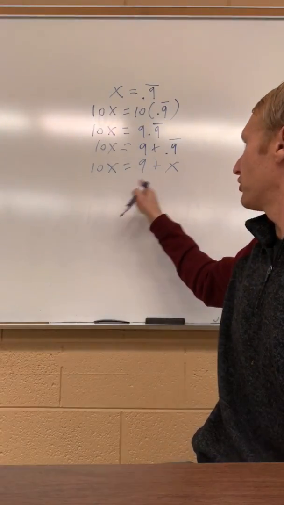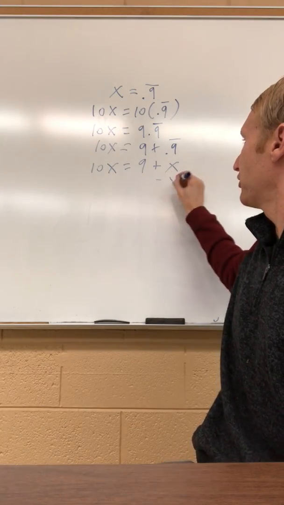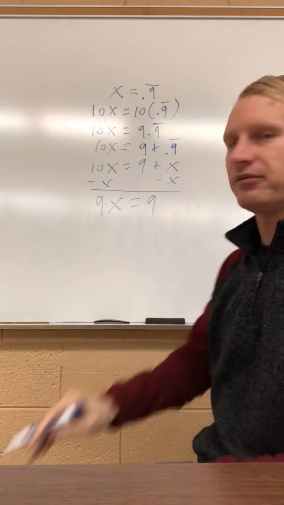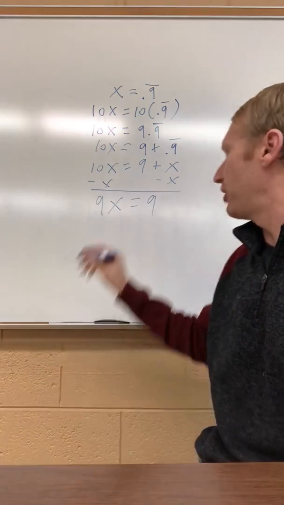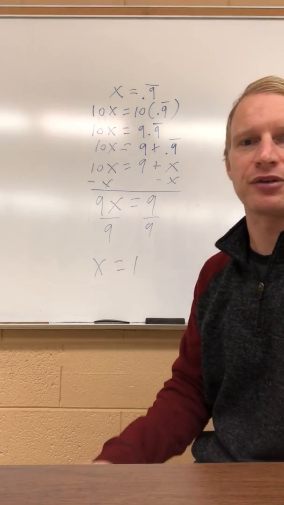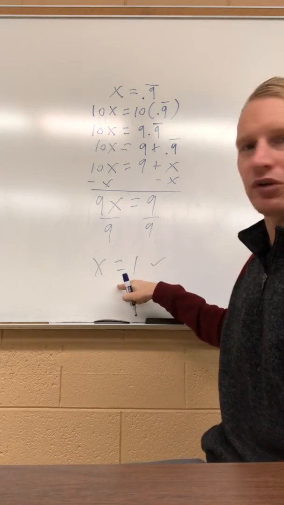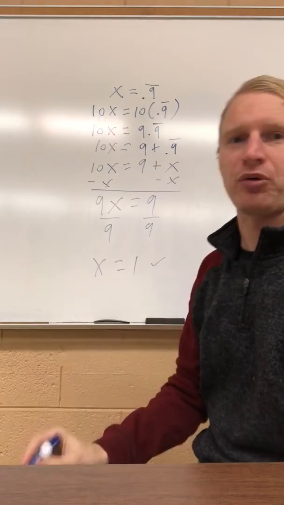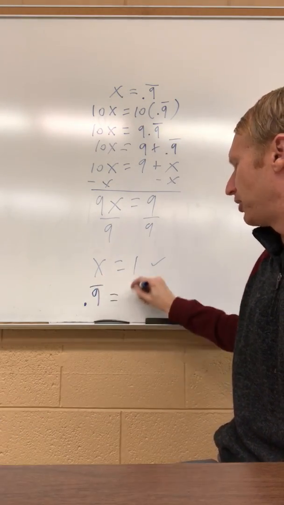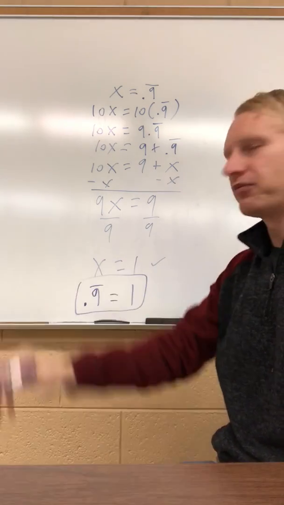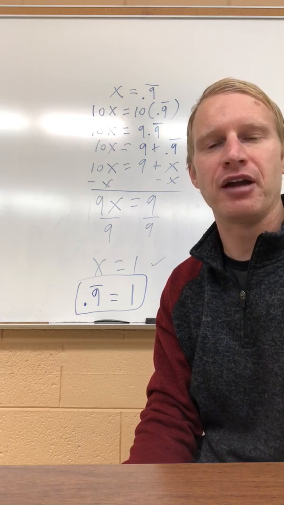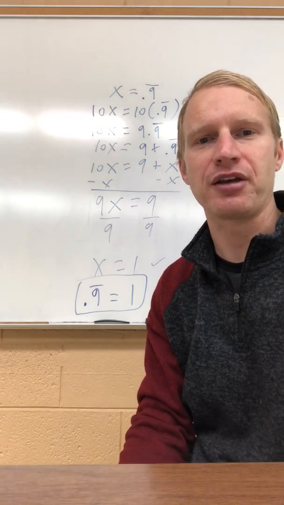Okay? Solving this for x, just subtract x from both sides. Basic algebra. We have 9x is equal to 9. And now divide both sides by 9. We have x is equal to 1. So there we go. Here we have x equals 1. Here we have x equals 0.9 repeating. Therefore, 0.9 repeating must be equal to 1. No questions asked. So there's a more solid proof if that first explanation doesn't cut the cake for you.